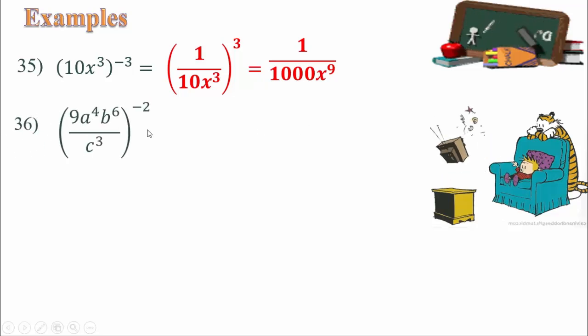In number 36, I have this to the negative 2 power, and I'm going to work this out on the whiteboard. In example number 36, we have 9a to the 4th, b to the 6th, divided by c to the 3rd, and that's to the negative 2 power. And we see that inside the bracket here, all the exponents are positive, so we don't really have to do anything.